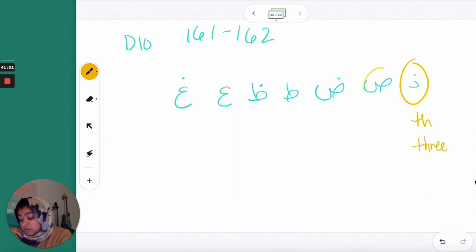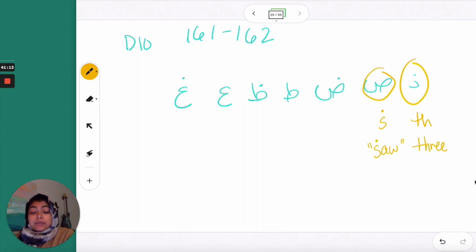Okay, number two. Sad. This is a heavy sound. This is your heavy S sound, like the word saw. I saw him, but make that S sound heavier. Saw. Sides of your tongue pushing against your molars.